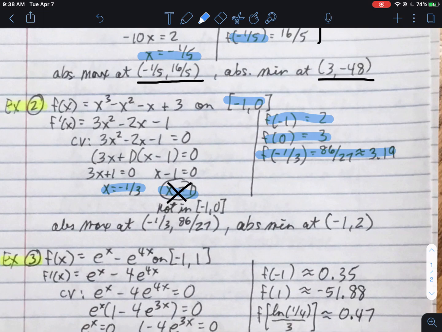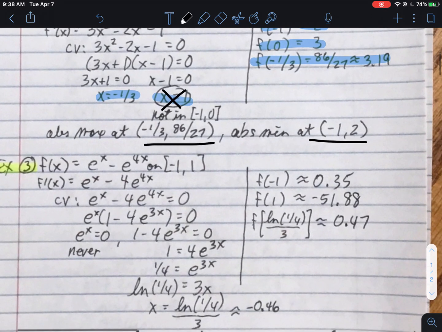And then we compare. So we do have, again, an absolute maximum at the point negative 1/3, 86 over 27. And we have an absolute minimum at the point negative 1/2. Right.